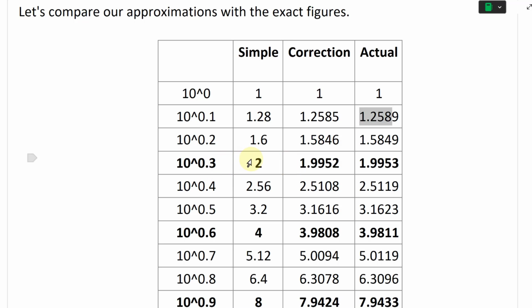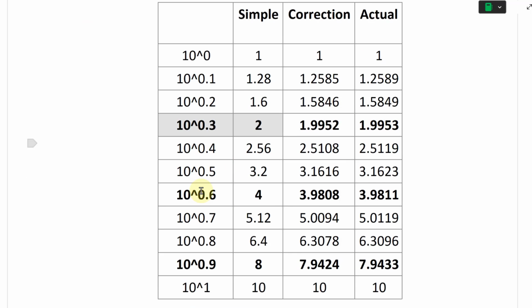10 to the 0.3, the simple, this is all based on this assumption. We just assume that this equals 2, and then go from there and apply the correction. Once you apply the correction, it's off by 0.24%. So 1.9952, or the actual is going to be 1.9953. It's rounded up a bit higher there.